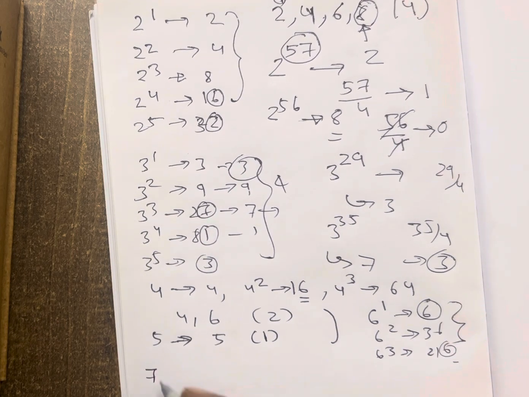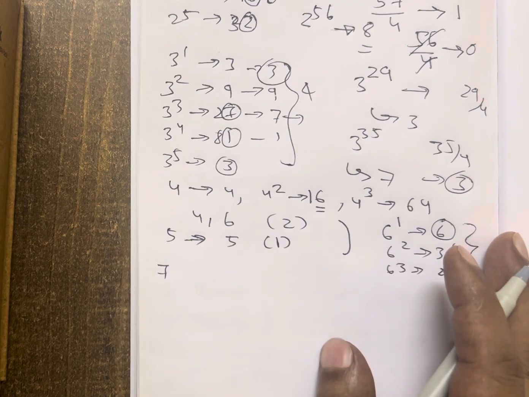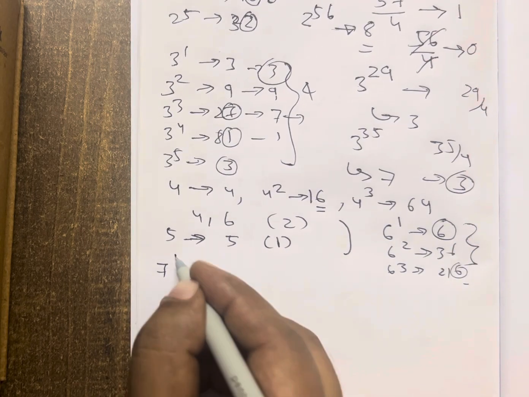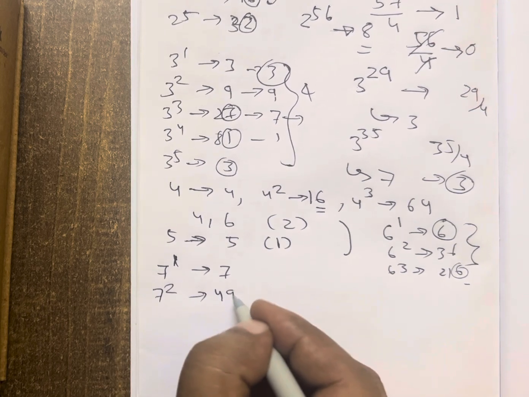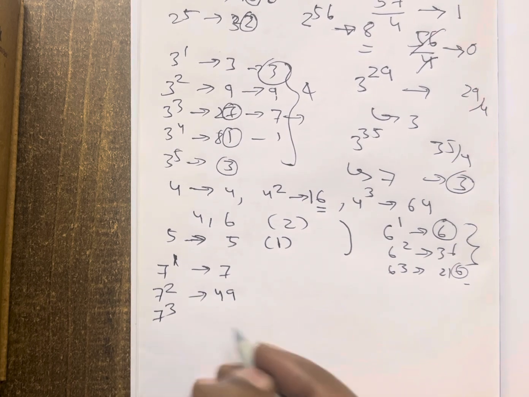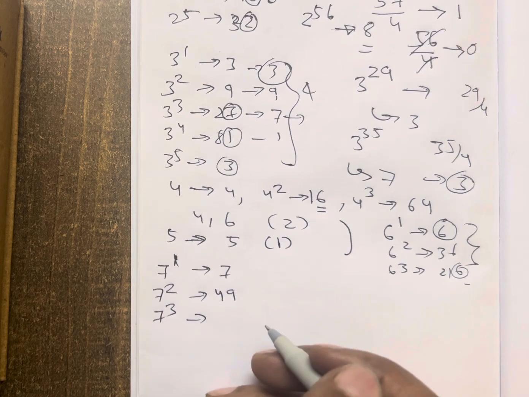Now coming to 7, an interesting number. Try 7 to the power 1, it gives 7. 7 to the power 2 is 49. 7 to the power 3 is, what could it be?